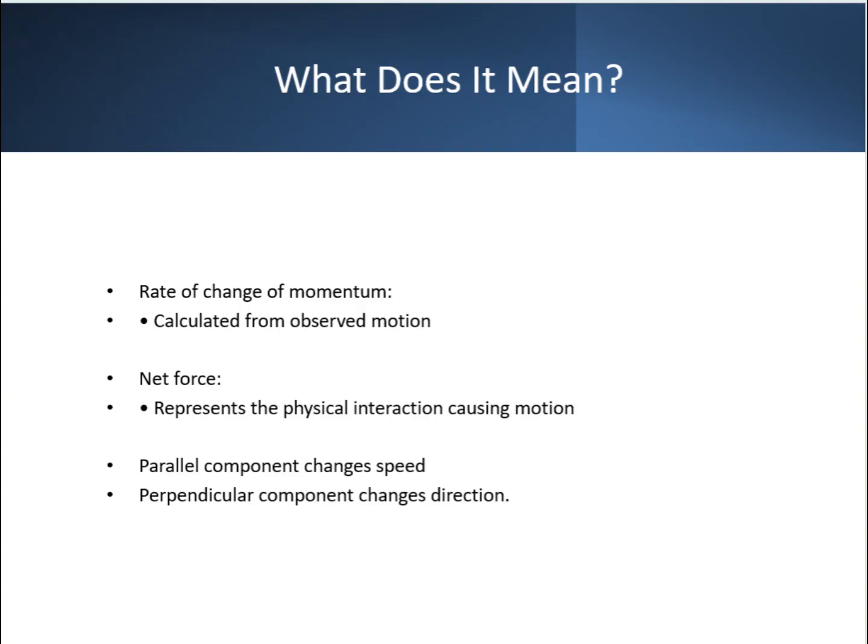The parallel component of the net force changes the magnitude of the momentum, meaning it speeds up or slows down the star. The perpendicular component changes the direction of the momentum, causing the star to follow a curved orbit.